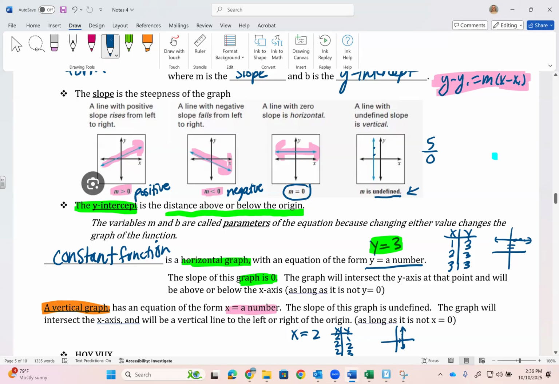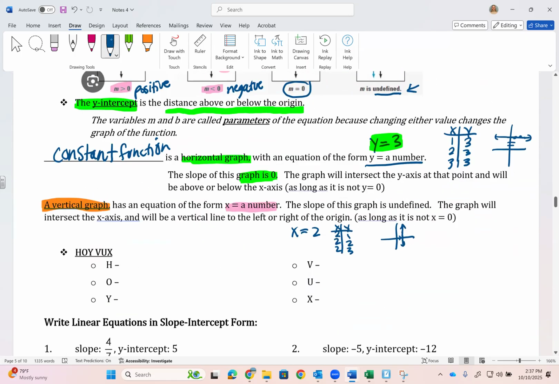And so vertical lines have an undefined slope, the most severe slope you could ever have, the steepest hill you would ever think about climbing, and it's also a vertical line. So x equals a number will give you vertical lines, and we've spoken about that before.